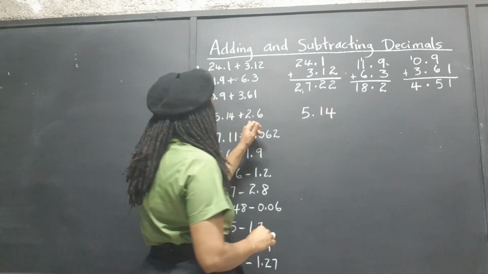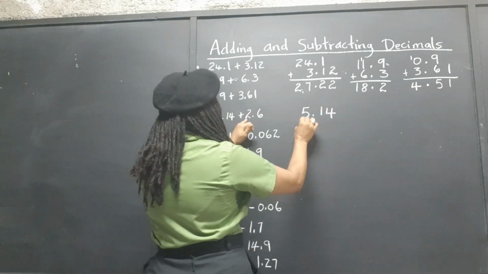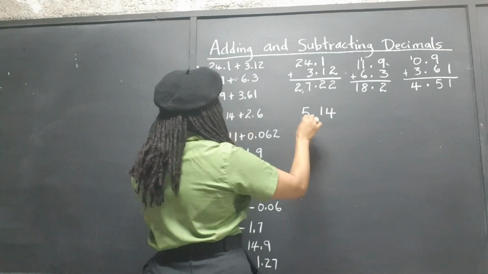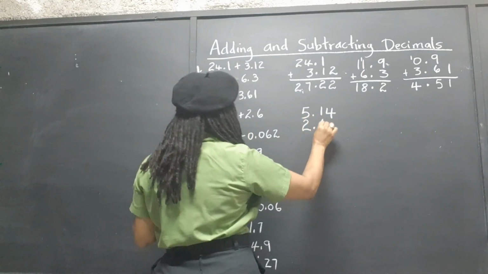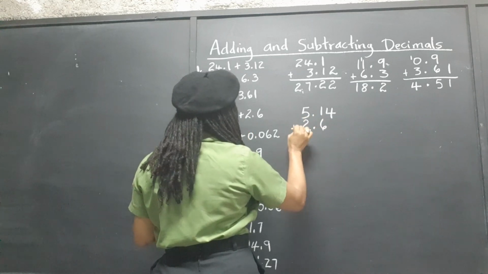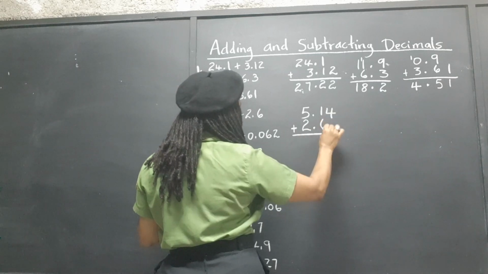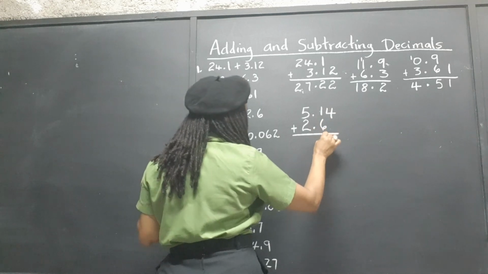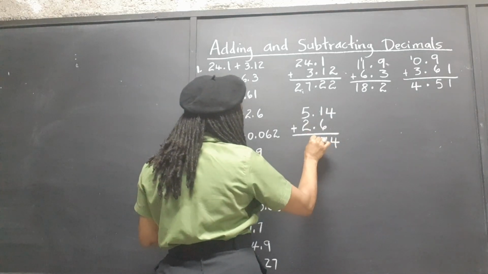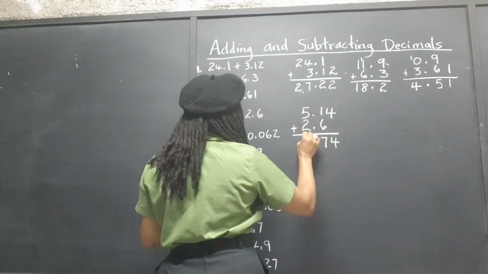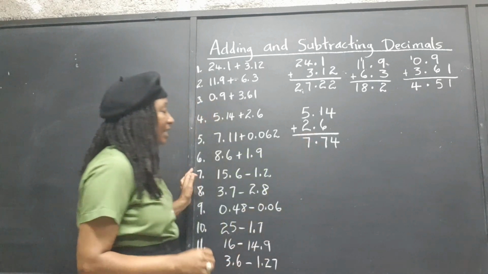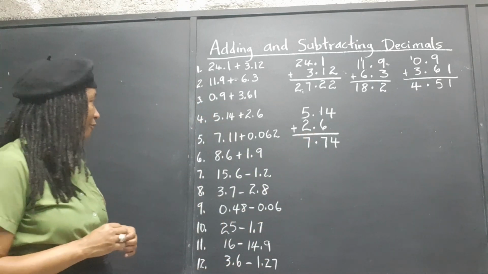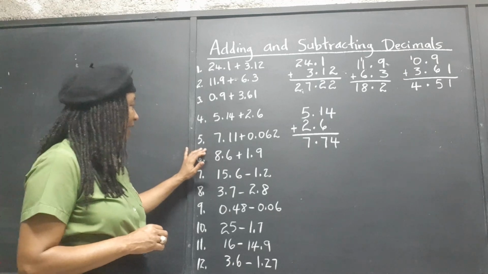Alright, 5.14, 2.6, so the 2 is 2 ones, it goes under the 5 ones. 0.6, we're adding. 4, there's nothing to add with the 4, we bring it down. 6 plus 1, 7, bring down your decimal point. 5 plus 2 is 7. 7.74.